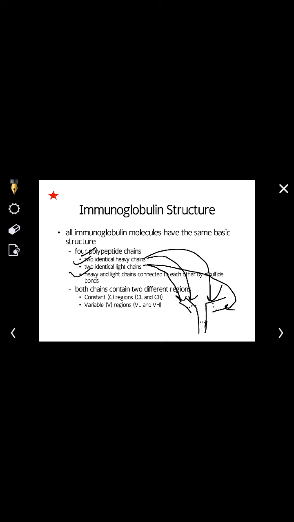So constant, variable. And notice that this right here is also constant, and this right here is constant. So the constant region is on both the heavy and light chains, and there's a variable region on both the heavy and light chains.